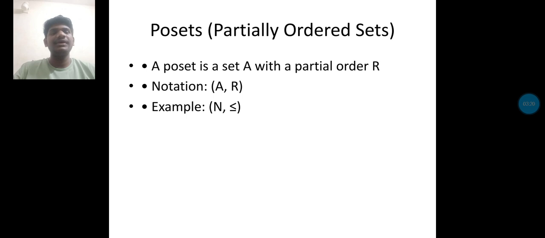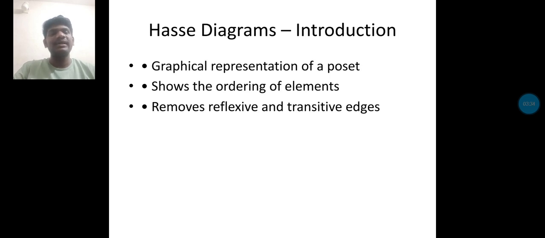Poset, partially ordered set. A poset is a set A with a partial order R. Notation: (A, R). Example: the natural numbers with less than or equal to. Hasse diagram introduction: graphical representation of a poset. It shows the ordering of elements. The last step is removing the reflexive and transitive edges.